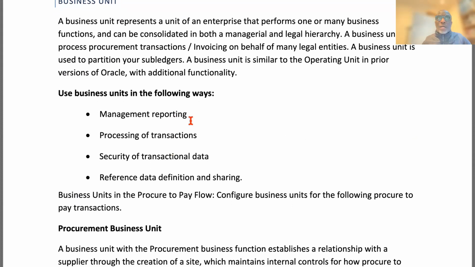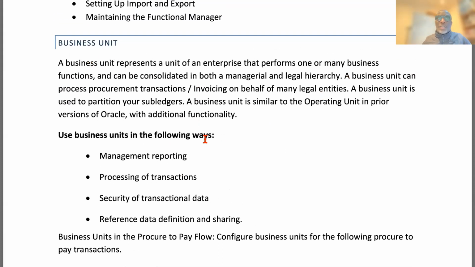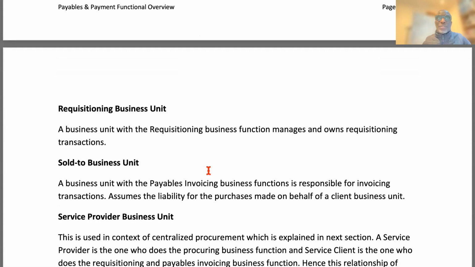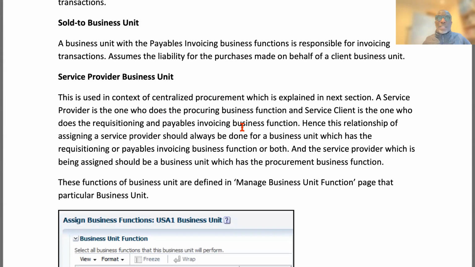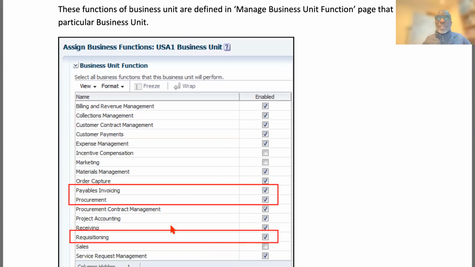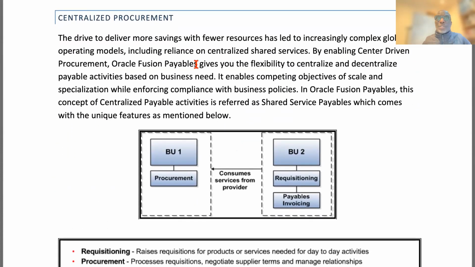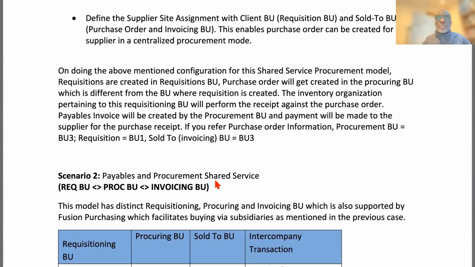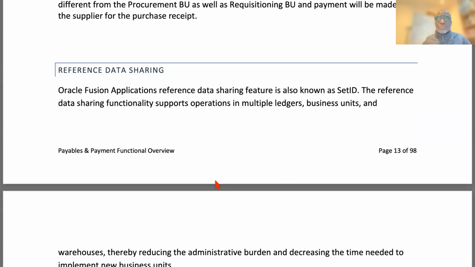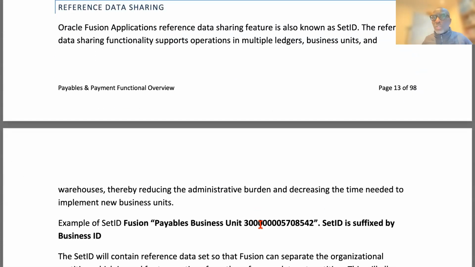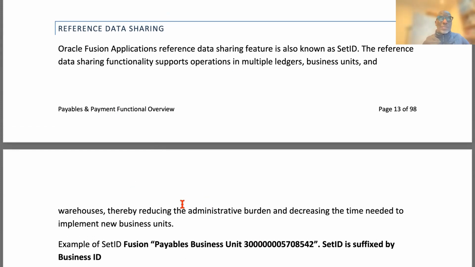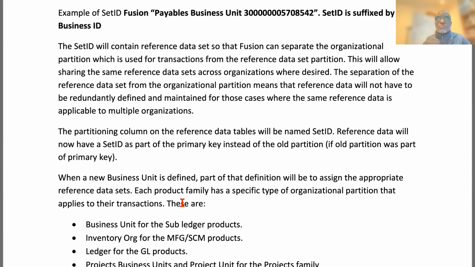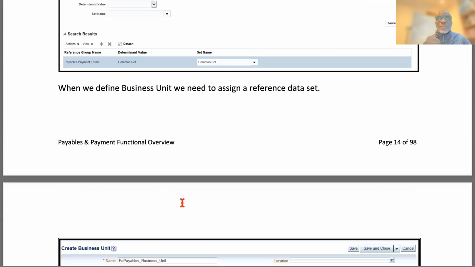Now, you're taking them through what a business unit is, and you're taking them through different types of business units: requisitioning, sold to business unit, service provider. These are the business units. So this is part of the setup, taking them through what centralized procurement is. And then you go into details, reference data sharing. We're going to go through this when we start to do setups anyway. So by the time you get to the client side, you would have really known a lot about this document.